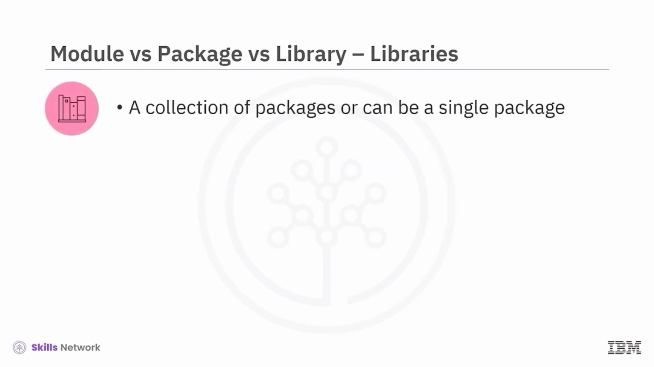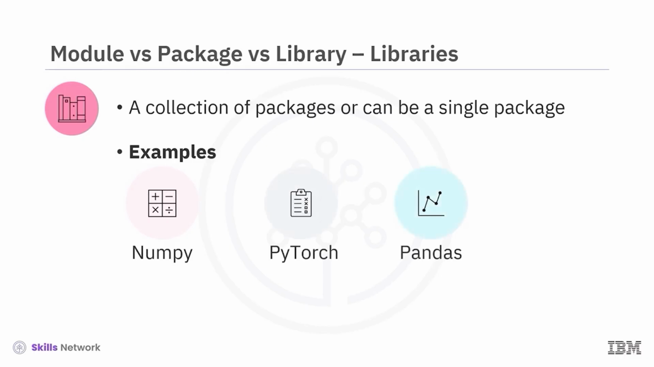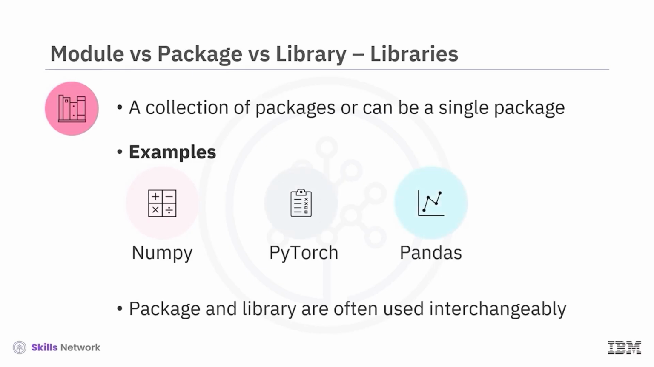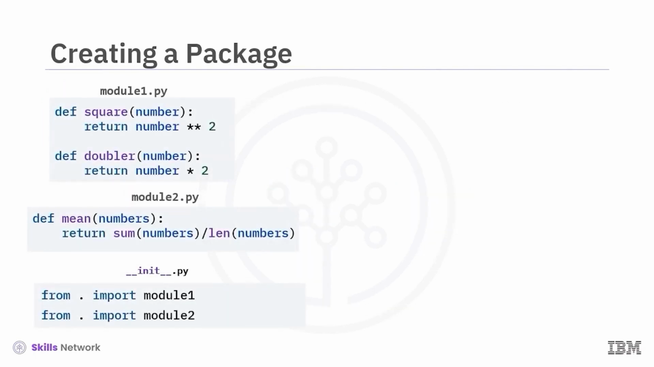A library is a collection of packages, or it can be a single package. Examples include NumPy, PyTorch, and Pandas. Note that the terms package and library are often used interchangeably. Therefore, NumPy, PyTorch, and Pandas are also referred to as packages. Let's look at the steps to create a Python package. Consider there are two modules.